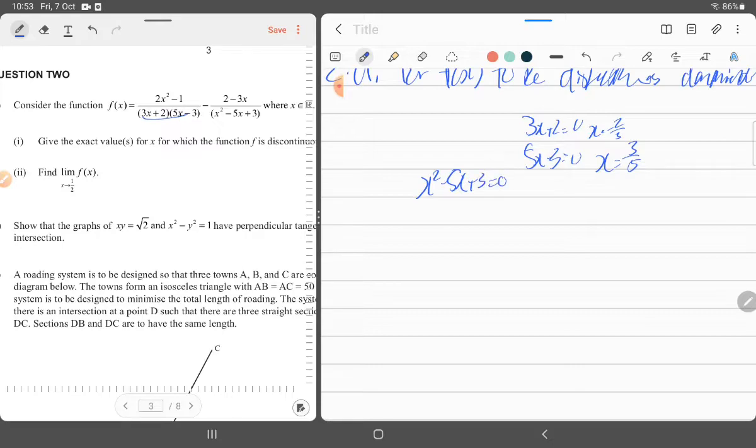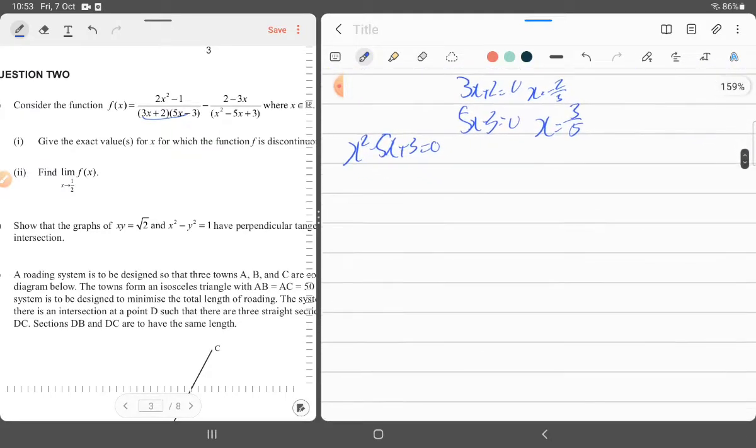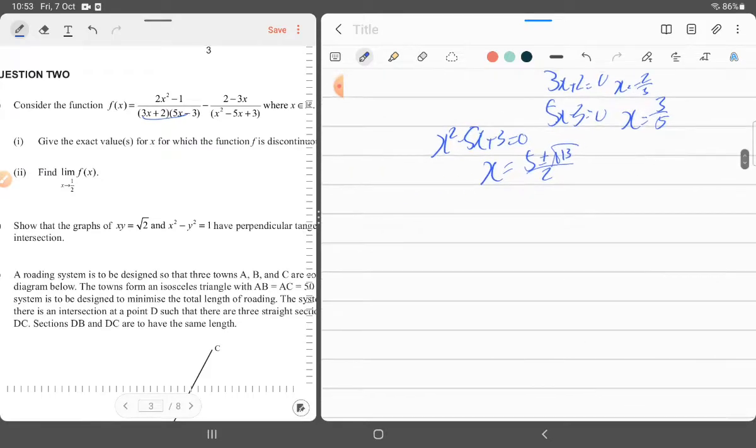is 0, then I think I can just plug it into my calculator, 1, negative 5, 3, and x is equal to 5 plus minus square root of 13 over 2. So at these values, the functions are discontinuous.